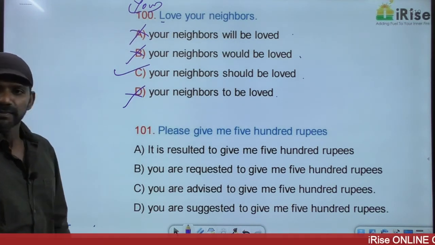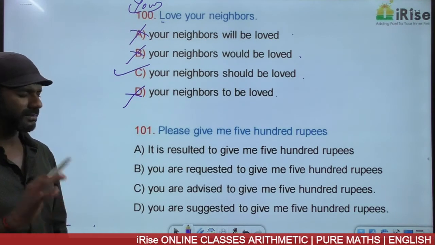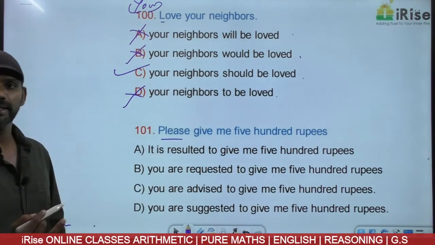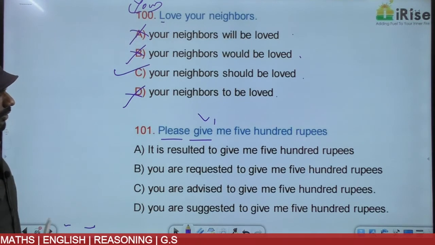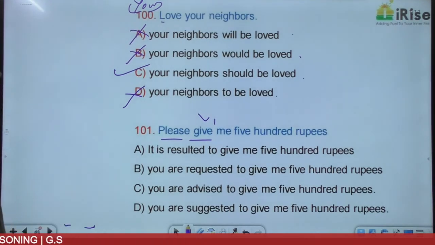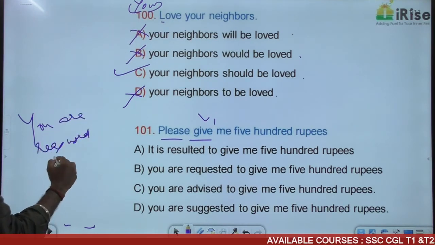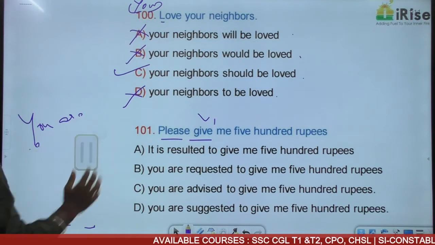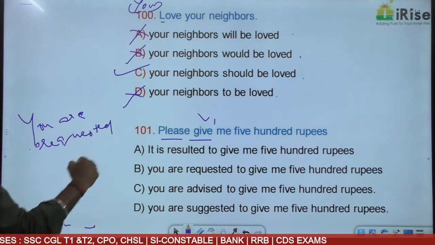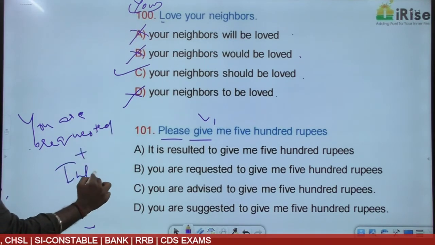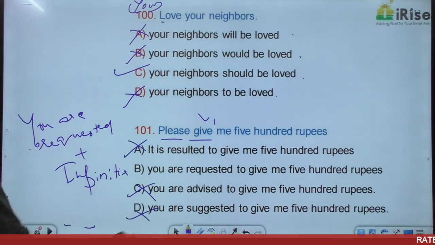Come to next one. Please give me 500 rupees. This is a request, because please comes only in the case of a request. Give is V1, active voice. A request in the passive voice must be in the infinitive form, must be in the structure: you are requested plus infinitive. Based on this rule, we are eliminating three options.